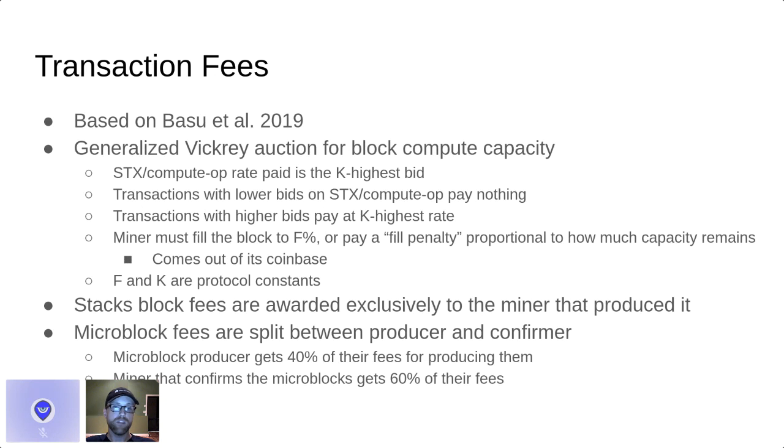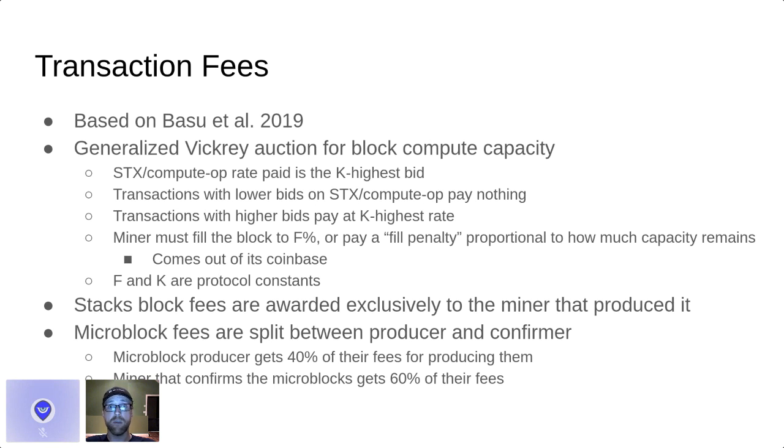Now, in the generalized Vickrey auction strategy described in this paper, transactions with lower bids than the K-th highest Stacks per compute op pay nothing. They're mined for free. But everyone who bids at the K-th highest rate or higher pays just the K-th highest rate. And in order to make sure the system works, miners must fill the block to some constant F% full, where full here means the number of Stacks compute op units must be F% of the total allowed amount of compute op units defined by the protocol.